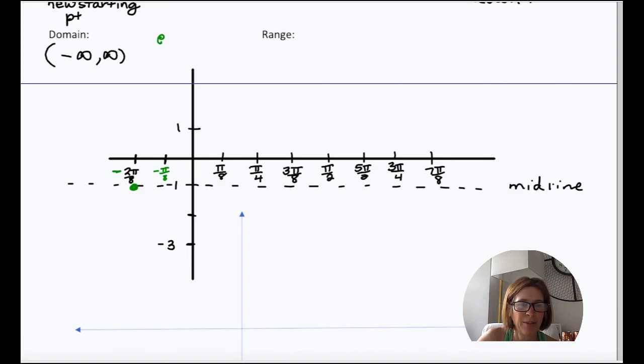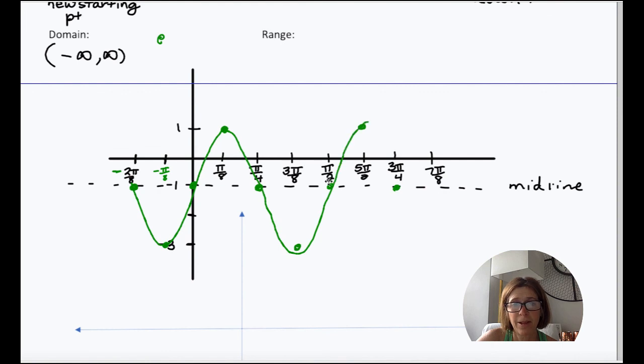So then I'm going to move down to negative pi over 3, back at 0, up at pi over 8, down at pi over 4, down here, back up to the midline, back up, and back down. That looks like it's 2 rotations, so let's see. And there's 2 periods of the graph.